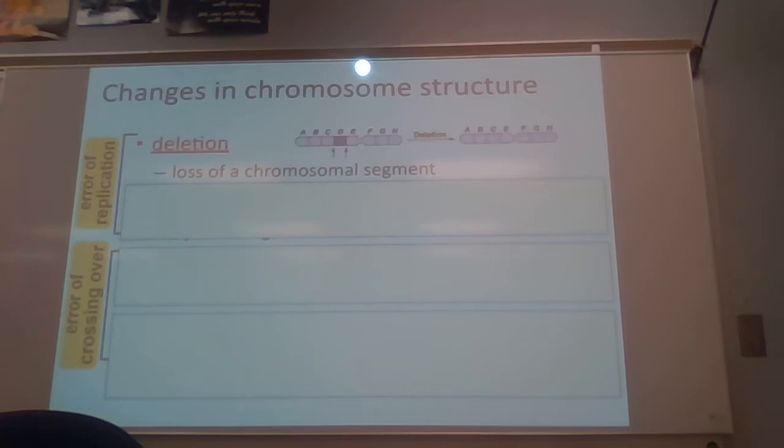We're going to look at those changes in chromosome structure first. And so these are happening within a chromosome. So generally when the chromosome is being copied, or sometimes this can happen during crossing over. Okay, so the first two are errors that occur during replication. So the first one of those that happens during replication is deletion.